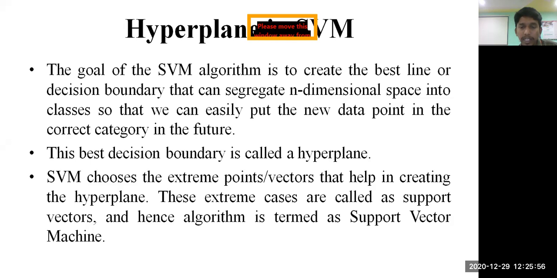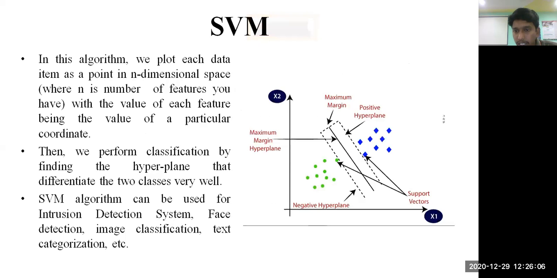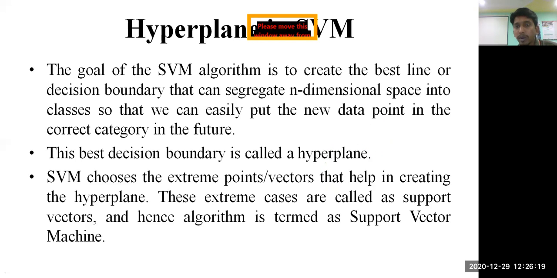Once a hyperplane is constructed or drawn, then it is easy for SVM to classify things accordingly. The extreme classes or cases are called support vectors, which you can see here. Here you can see the green color and blue color indications are the support vectors. So we are going to separate those two sets of vectors. That's why it is called the support vector machine concept. Hence the algorithm is termed support vector machine.